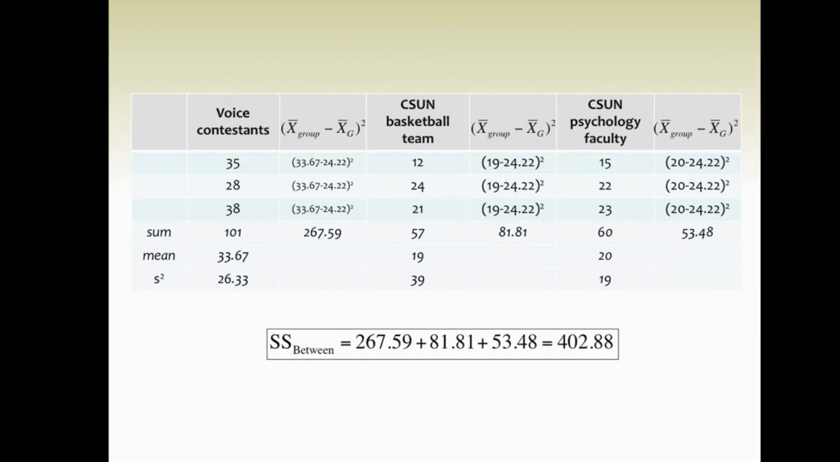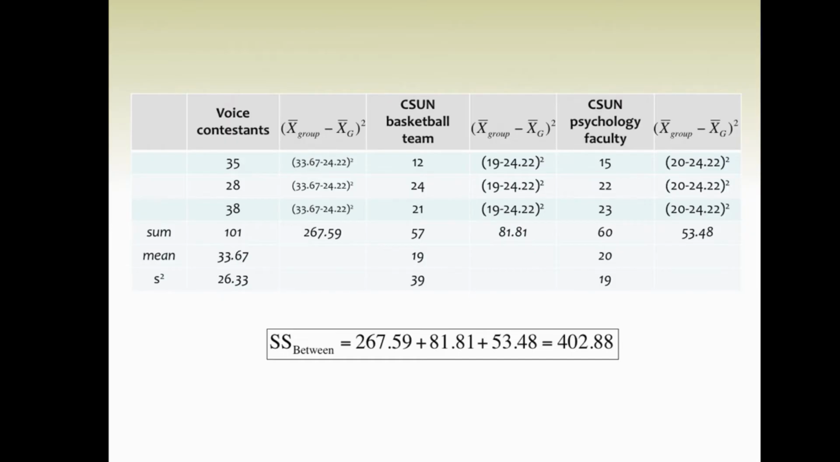For the basketball team, it's 19 minus 24.22 squared 3 times. Group mean minus grand mean for the faculty, 20 minus 24.22 squared 3 times. So those are your squared deviations. Then if you add them up, you're going to get a sum of 267.59.